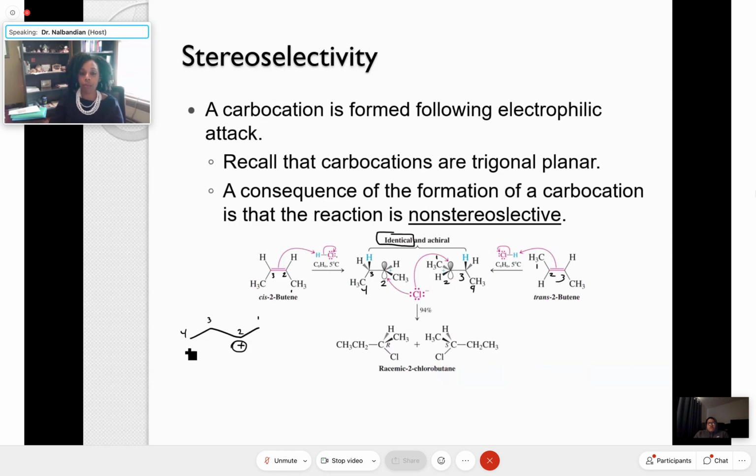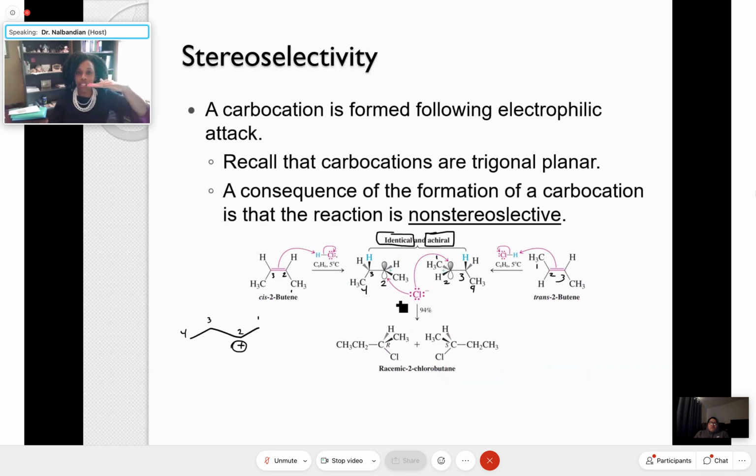So I can draw it in this way that I've drawn it here with the zigzag pattern. And then also they are achiral. There's no chiral carbon here in this carbocation intermediate. So they are identical and achiral. And so with the intermediate, the chloride can attack the top or the bottom of carbon 2, right? The top face or the bottom face. We have this empty p orbital on carbon 2 that can be attacked from the top or the bottom.